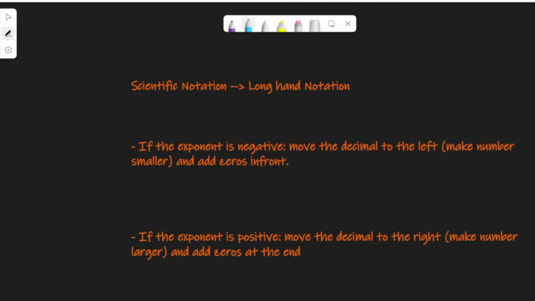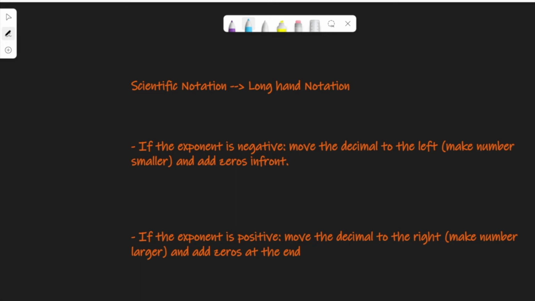Now, when we're dealing with scientific notation, we also need to be able to write scientific notation back into what I like to call longhand notation. If the exponent is negative, we're going to move the decimal to the left, which means that we're going to be making the number smaller, and we're going to add zeros in front. Let's look at an example.